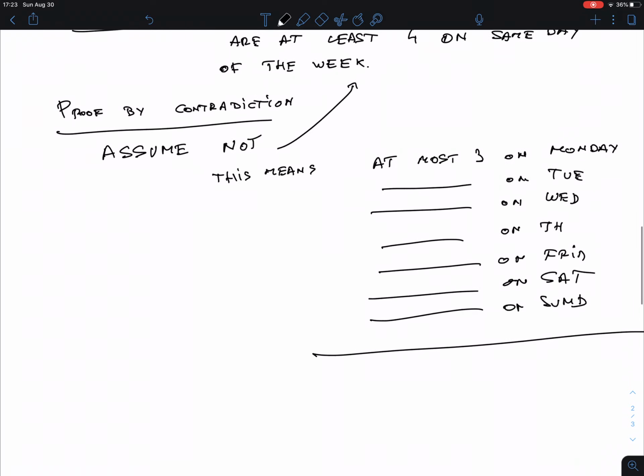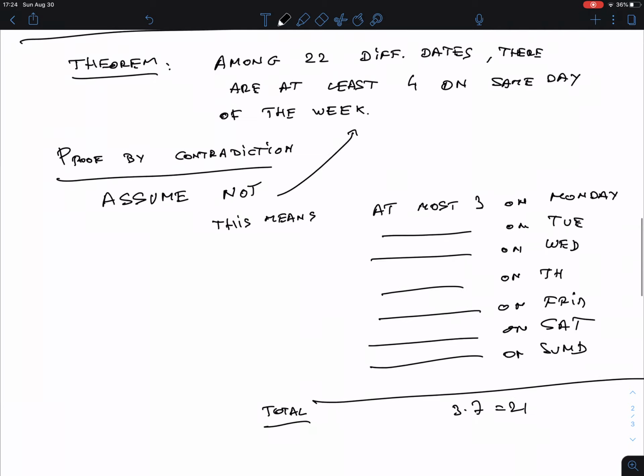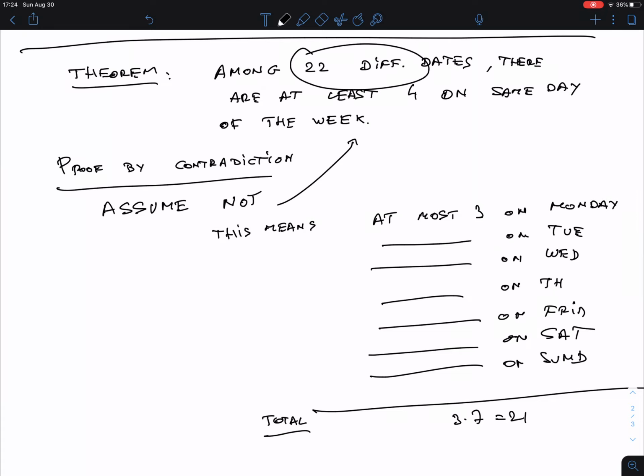Okay, but how many days do I have now? Let's try to count the total number of days arranged in this way. At most it is 3 each, so let's assume it's as much as it could be: 3 on Monday, 3 on Tuesday, 3 on Wednesday. How many days do I have? 3 plus 3 plus 3, 7 times. So 3 times 7 is 21. I don't have enough days. Remember, there should have been 22 days, and I only come up with 21 days.